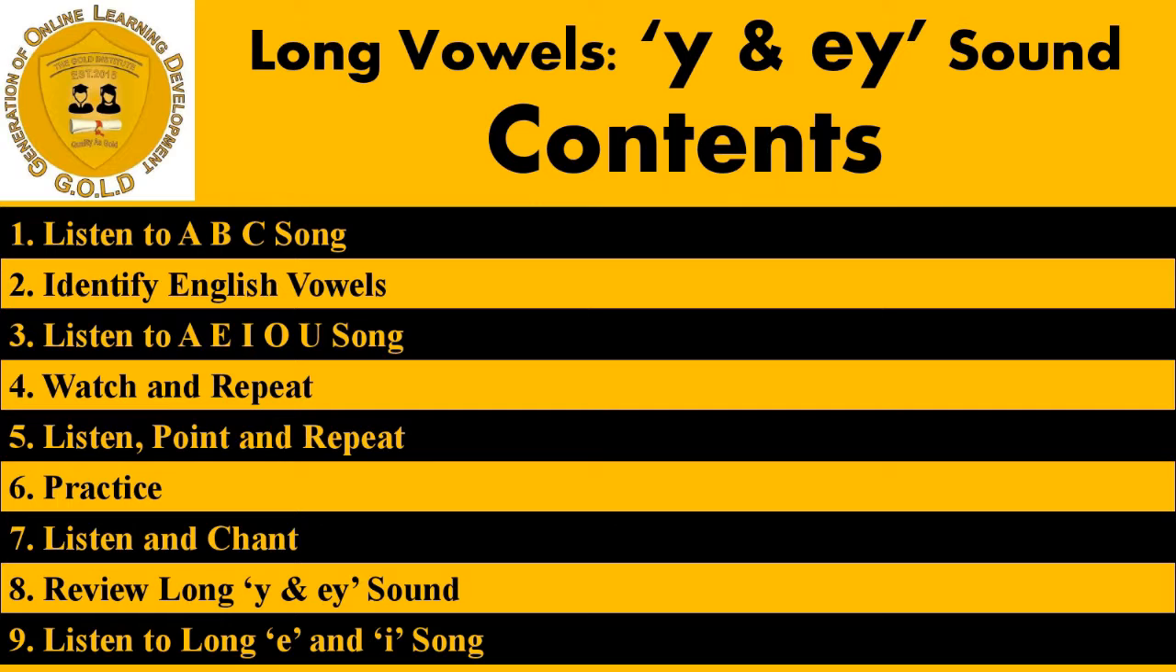The lesson of the long vowel, E, will start with an ABC song, followed by identify English vowels. Listen to English vowel song. Watch and repeat. Listen, point and repeat. Practice. Listen and chant. Review the long vowel, E. Finally, listen to a long E and I song.